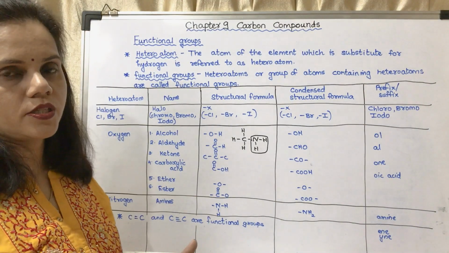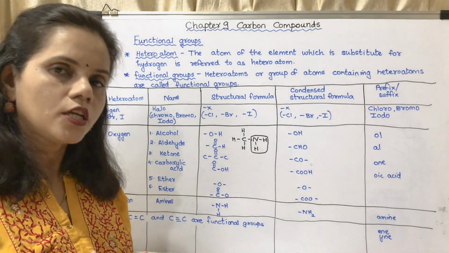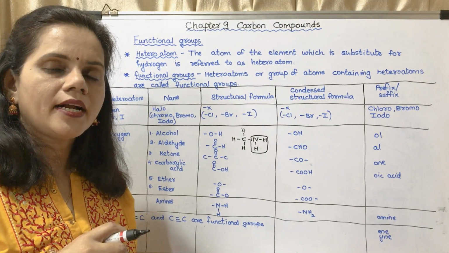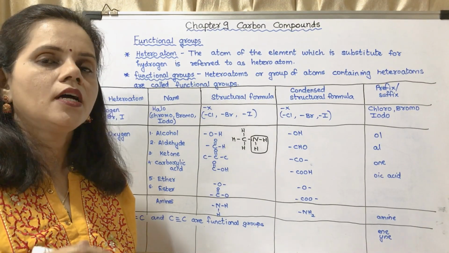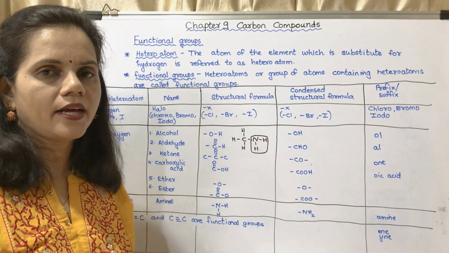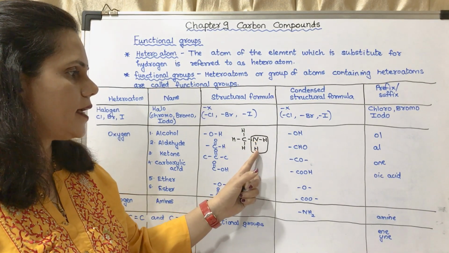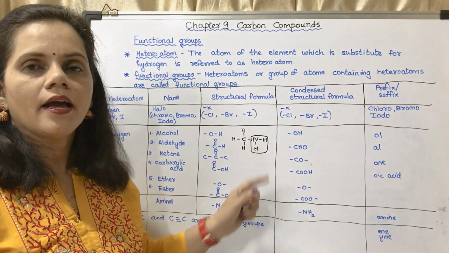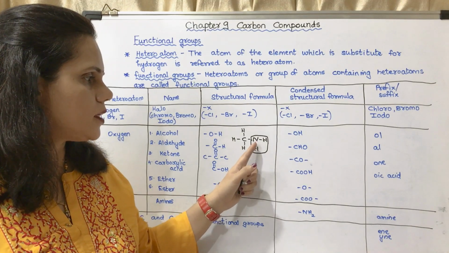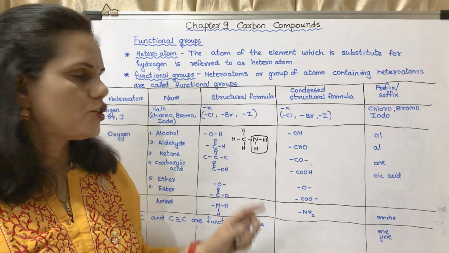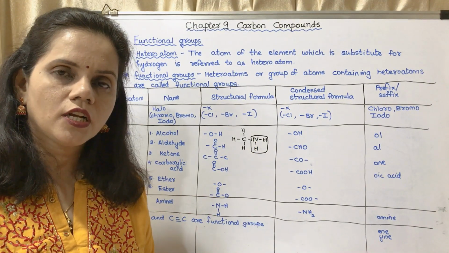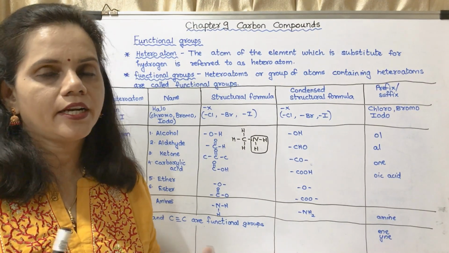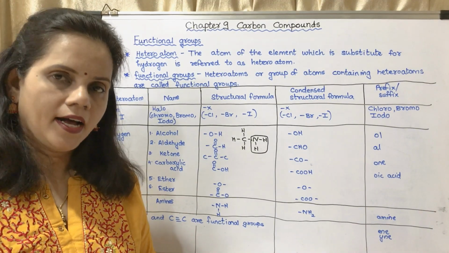So such groups are called functional groups. So every functional group has a heteroatom. Heteroatom means it is a single element. A functional group could be more than one element because here it is nitrogen and hydrogen. There are two elements. So in this compound, what is the functional group? The functional group is NH2. And what are the heteroatoms? The heteroatoms are nitrogen and hydrogen.